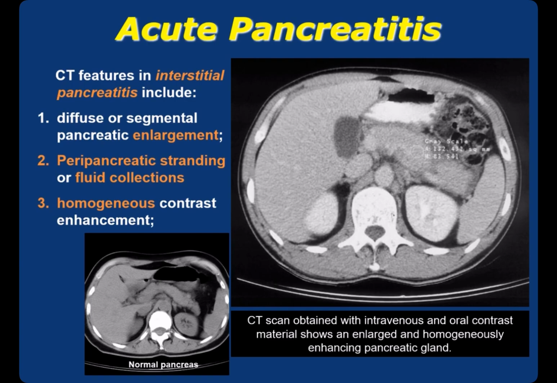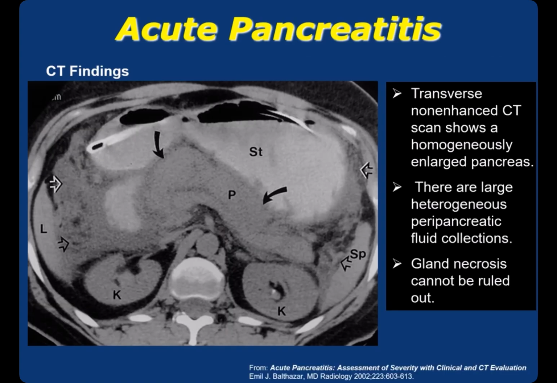The right side CT image of the pancreas indicates enlargement of the pancreas. We can see the pancreas is enlarged, and also the fluid collections. Here are the fluid collections around the pancreas, and after contrast enhancement, it's homogeneous. Here is an example of CT findings of acute pancreatitis.